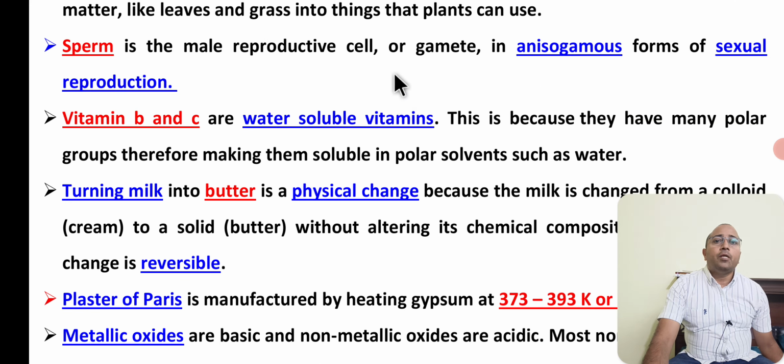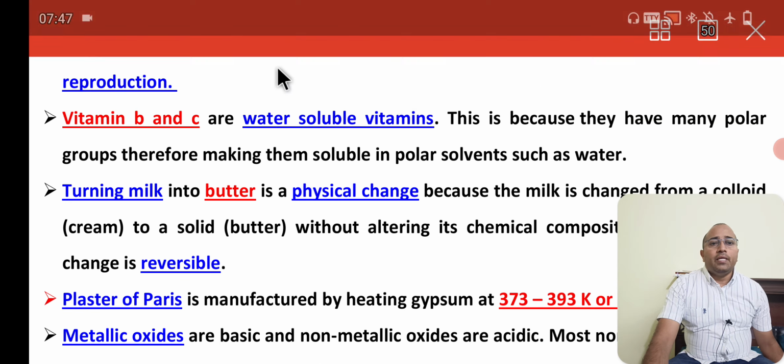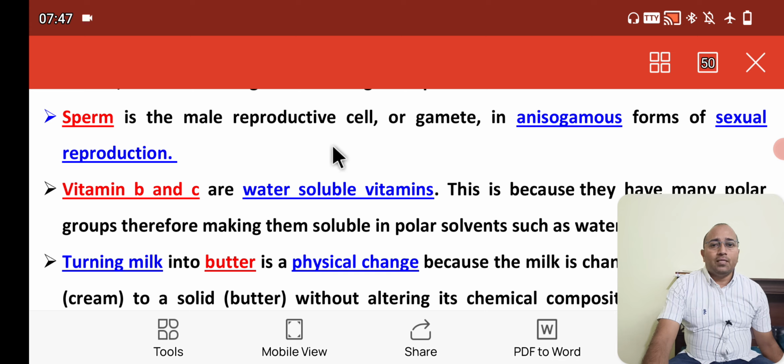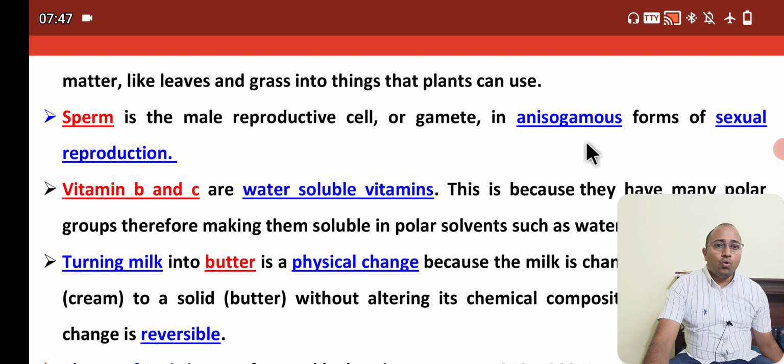And we should remember about the sperm. Normally sperms are produced in the human body, the male human body, from the testes. So they are the reproductive cell or gamete. So you can see zygogamous forms of sexual reproduction.